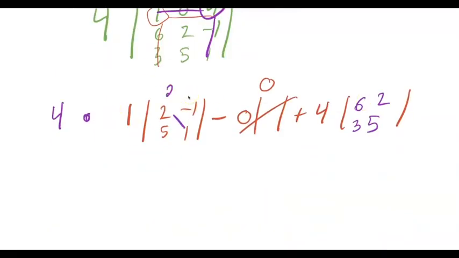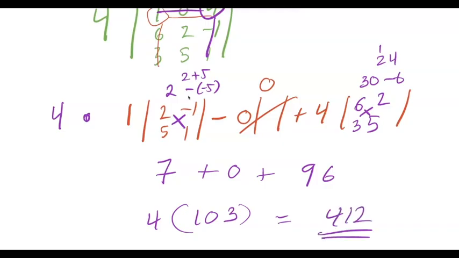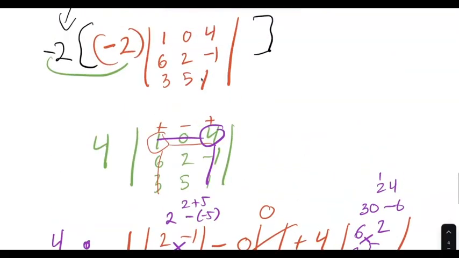This is down minus up, 2 minus -5. So 2 plus 5 is 7. Over here, down minus up, so 30 minus 6, so 24. Times by 4, not pretty. That is 96. 7 plus 96 is going to be 103. Times 4 is 412. And that is the determinant of this guy.